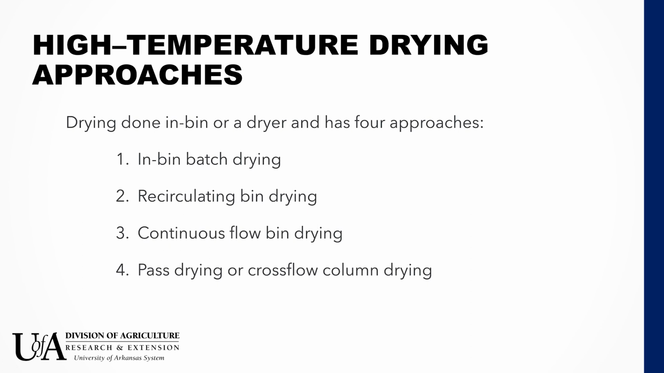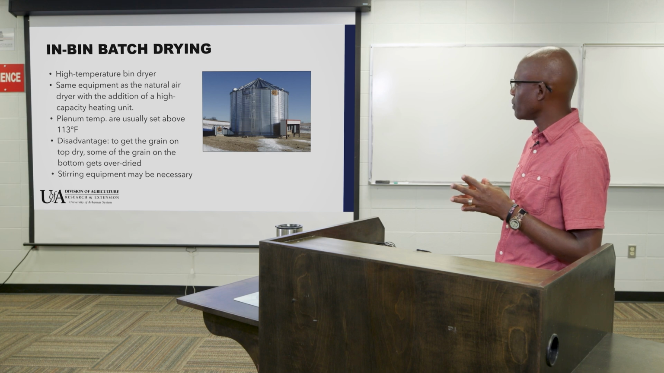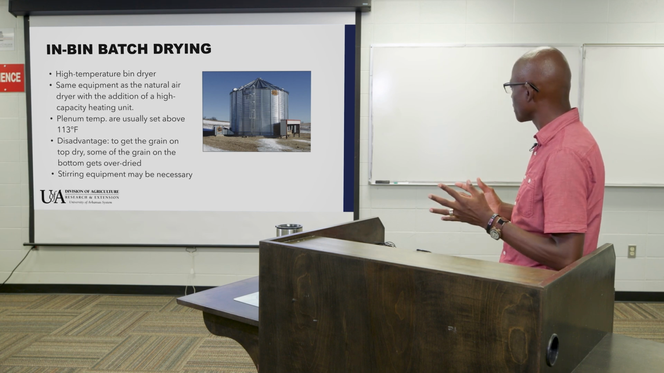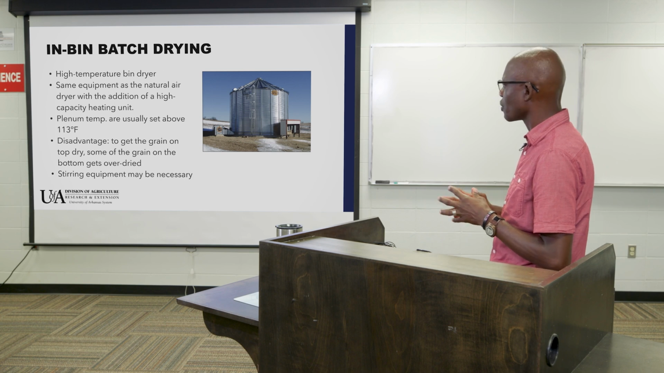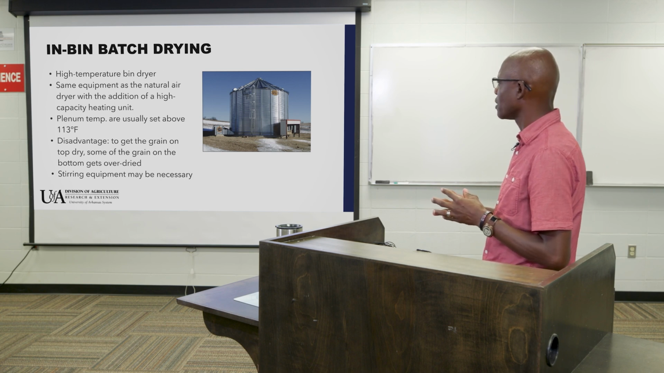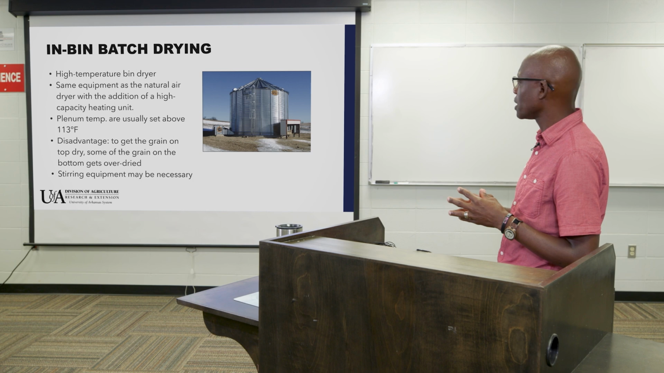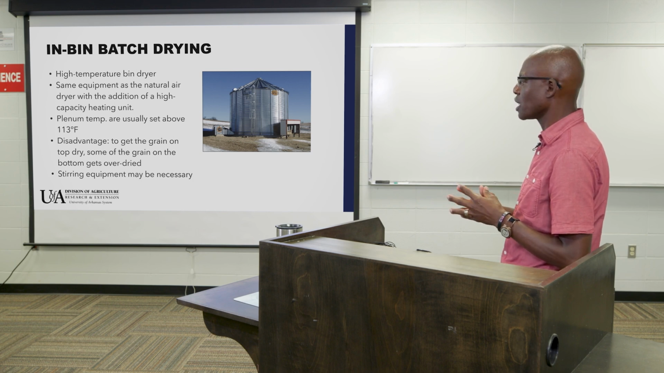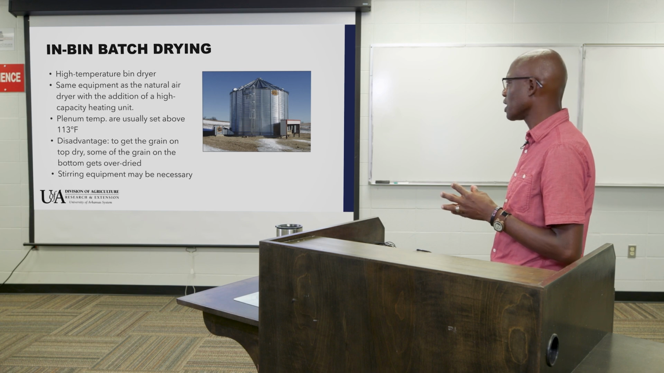Number one, we have in-bin batch dryers, we have recirculating bin dryers, we have continuous bin dryers, and then we have pass drying or cross-flow column dryers. I want to go through some of these step by step, beginning with in-bin batch dryers. So these are high temperature bin dryers. They have the same equipment as the natural air dryers, with the addition of a high capacity heating unit. Typically, the preliminary temperatures are usually set at about 113 degrees Fahrenheit.